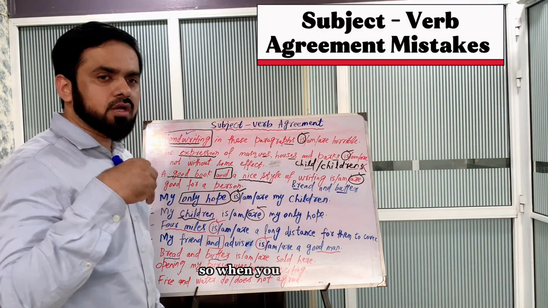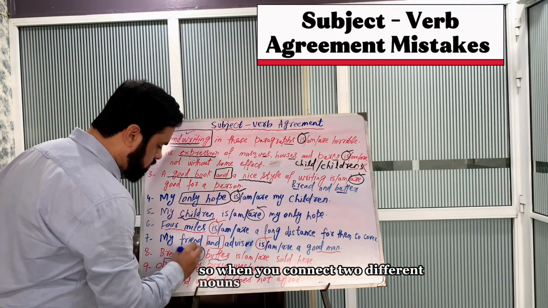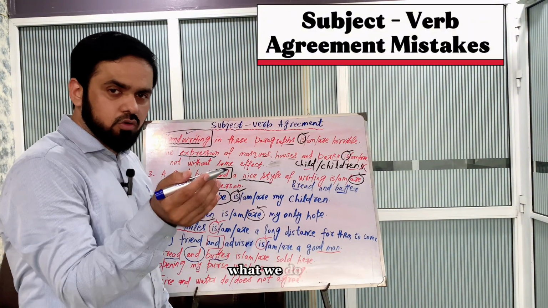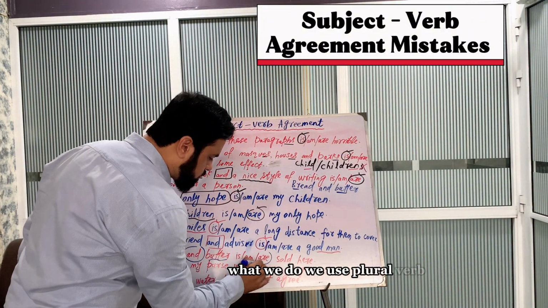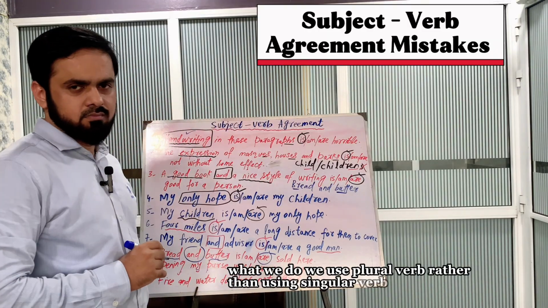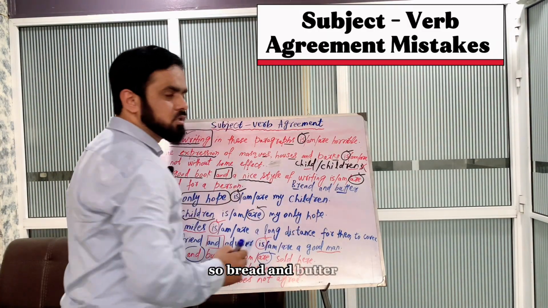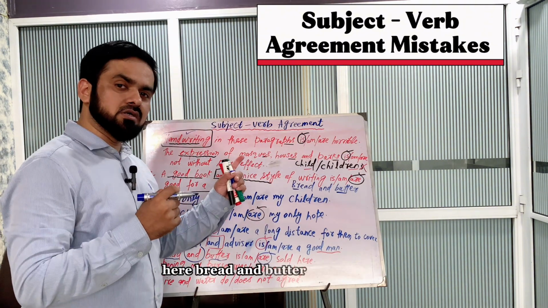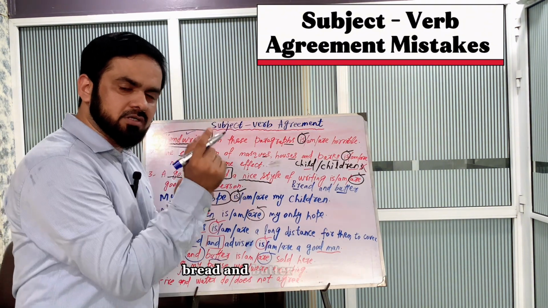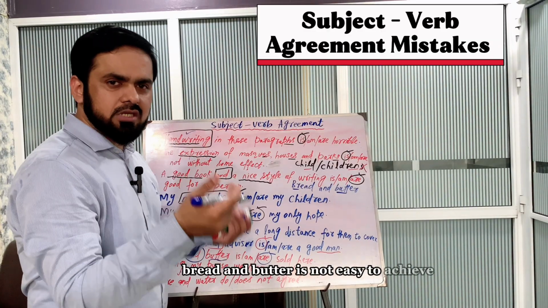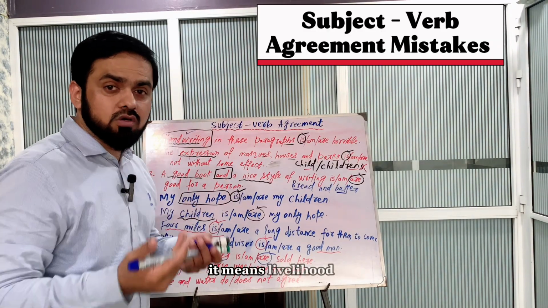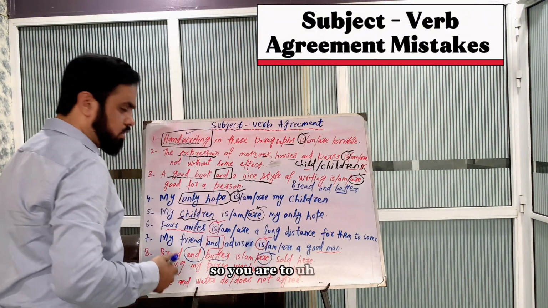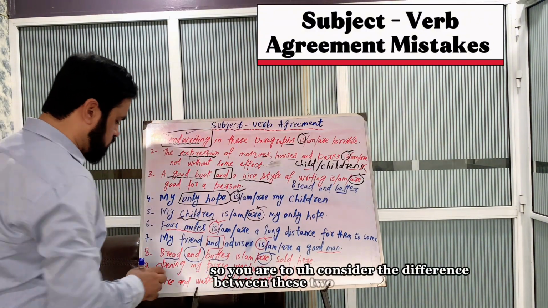So when you connect two different nouns with and, and these two different nouns give different ideas, we use plural verb rather than singular verb. So, bread and butter is not easy to achieve these days. Here, bread and butter is giving one idea. Bread and butter is not easy to achieve these days. It means livelihood is not easy to achieve these days. So, you are to consider the difference between these two.